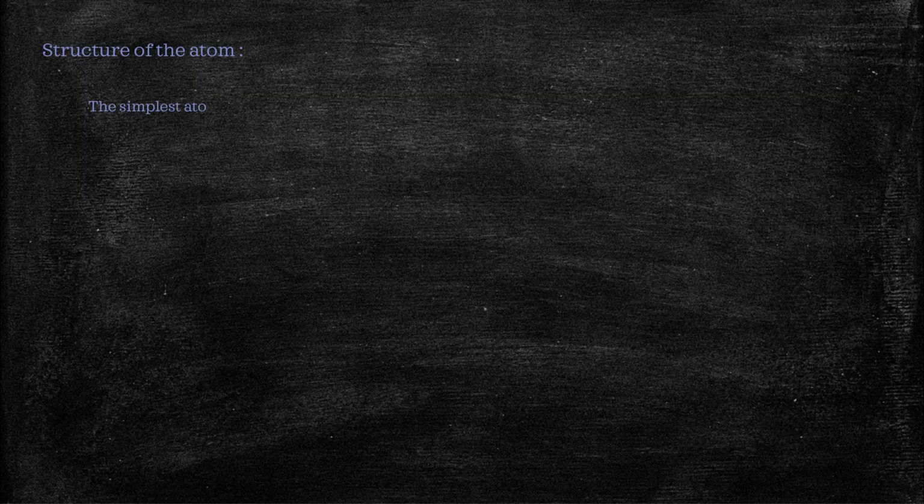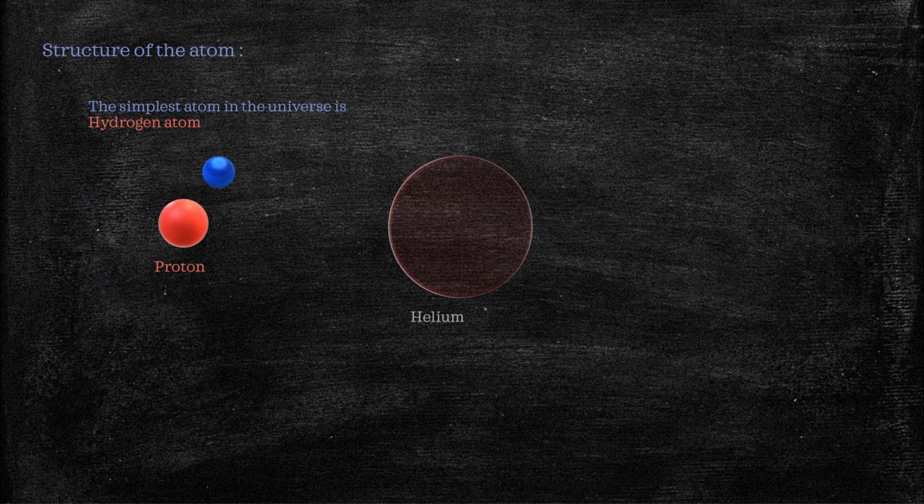The simplest atom in the universe is the hydrogen atom. It has one proton in its nucleus, and it's the only atom that has no neutrons. It consists of one proton and one electron rotating around that proton. The next simplest atom is helium. Helium has two protons and two neutrons in its nucleus, and it has two electrons orbiting the nucleus.